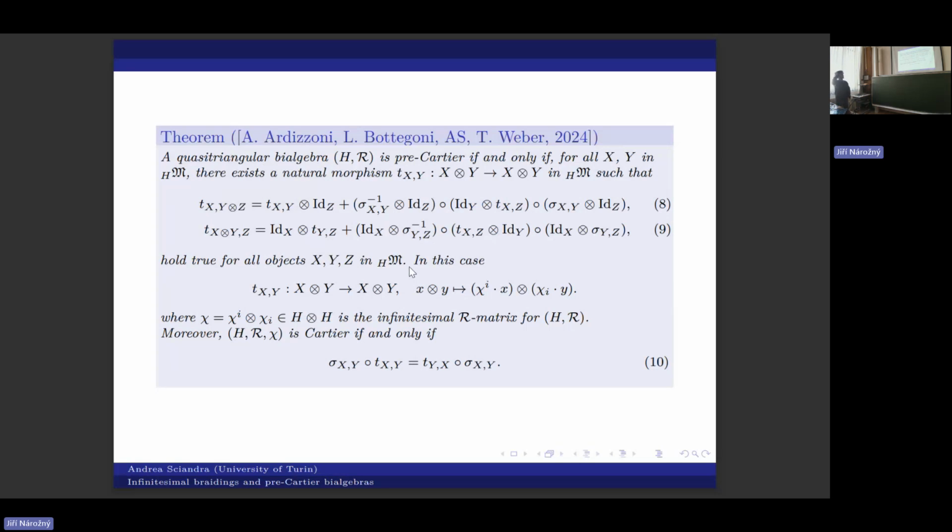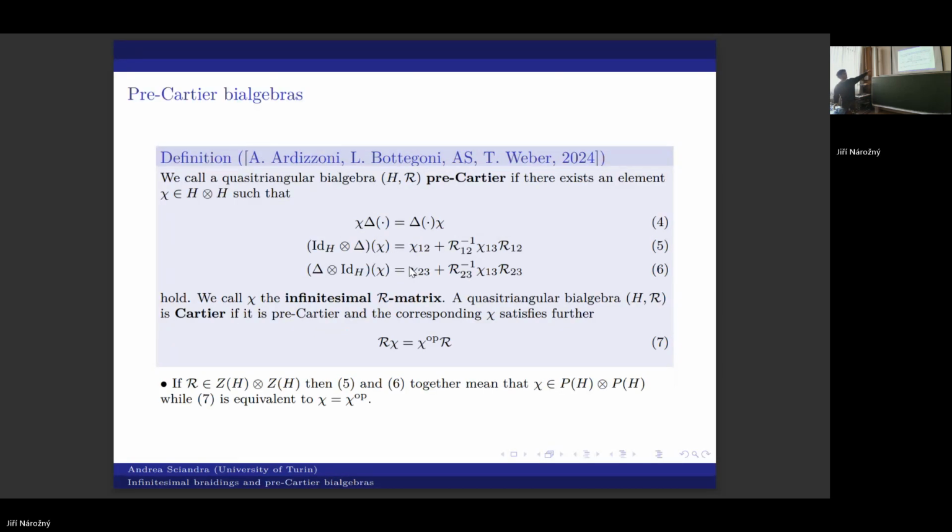If we start with a quasi-triangular bialgebra, so we know that the category of left modules is braided. This bialgebra is pre-Cartier if and only if we have a natural morphism in X and Y, for all X and Y modules. You can see that this does not change the order of the tensor product. So X tensor Y goes into X tensor Y such that these two properties are satisfied. Also, here we have in fact the sum of two pieces, and the second part involves the braiding and the inverse of braiding, as exactly in this sum here. You see that here you have R minus 1 and R, which corresponds to your braiding.